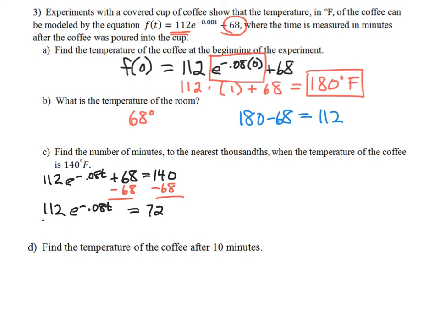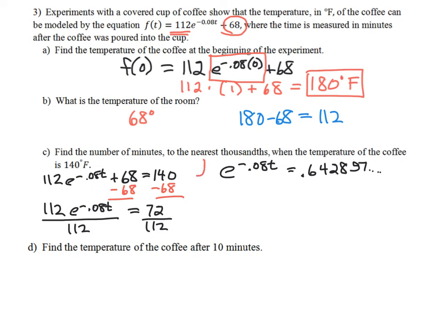Now I want to get the exponential by itself, so we divide both sides of the equation by 112. So I now have e to the negative 0.08 t is equal to, and again I did this as a decimal and then I stored it in my calculator, so 0.642857, etc.